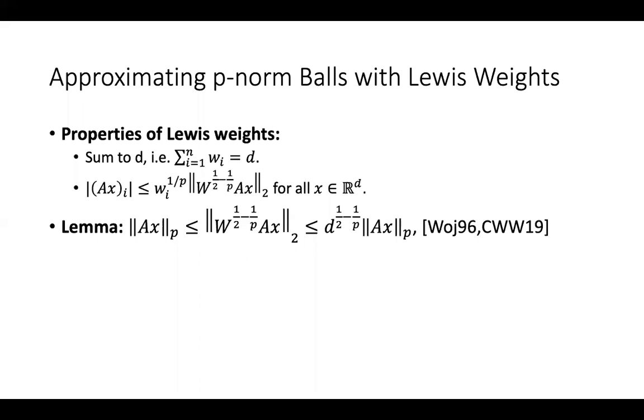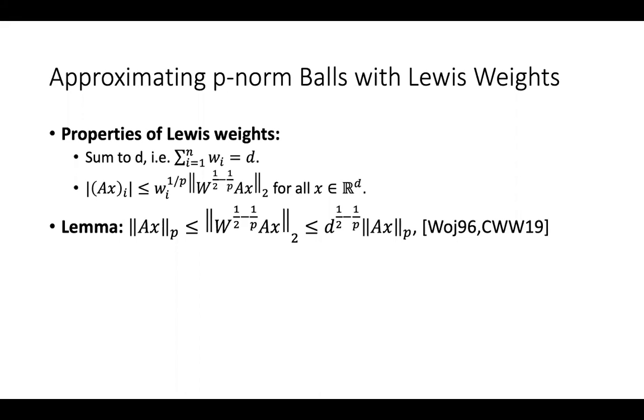So I gave a formal definition of Lewis weights, but let me just state the important properties that we need, which will explain why they give us a nice reweighting of Ax that is a good approximation of the Lp norm. The two properties we need are, first, the Lewis weights sum to d instead of n. The Lewis weights will all be between 0 and 1, you can show that. And in fact, even though each can be at most 1, they sum to d, which is much less than n.